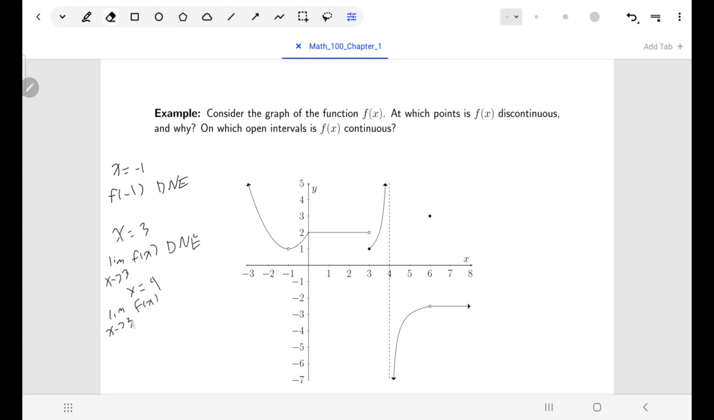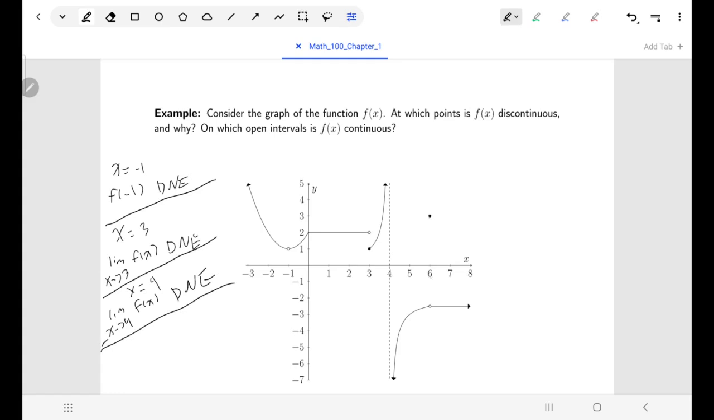So the limit as x approaches 4 for our function does not exist. So that's 3 discontinuities so far. And then there's one more discontinuity, and that happens to be at x equals 6. There's definitely an f of 6. F of 6 is 3, so we do have a y value.